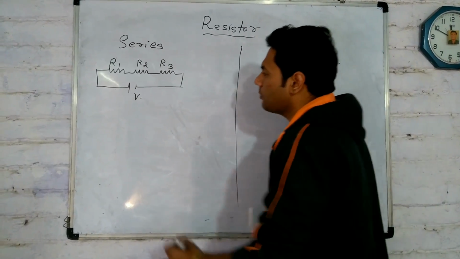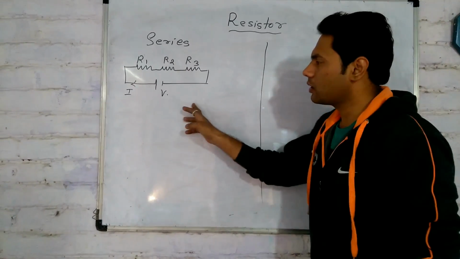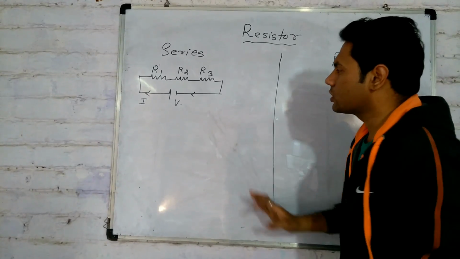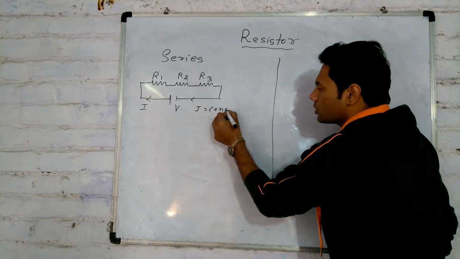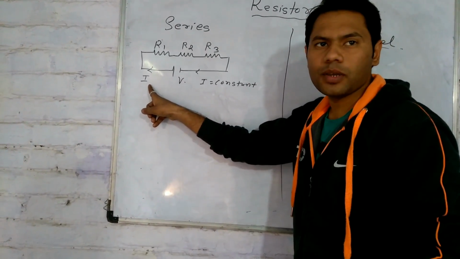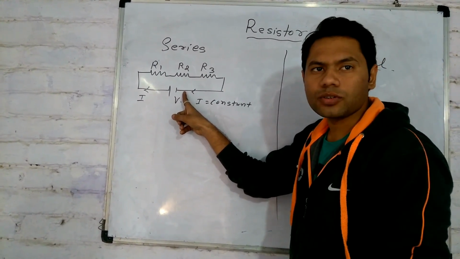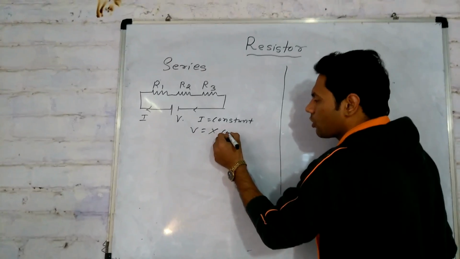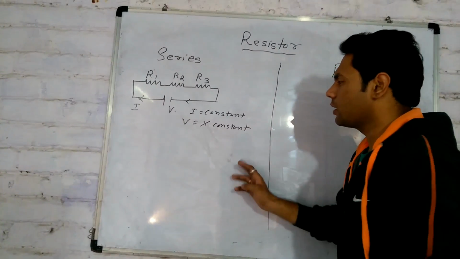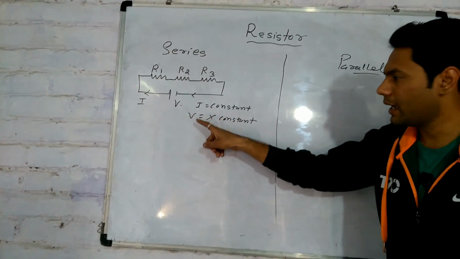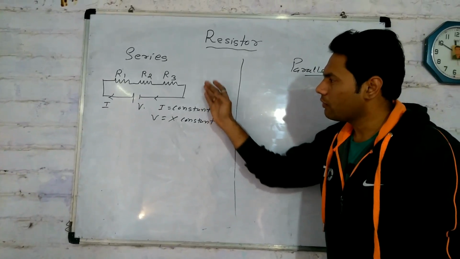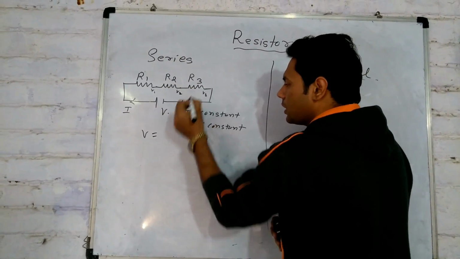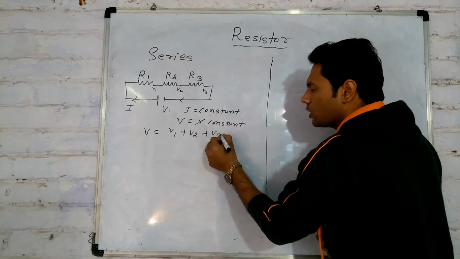So here, if the current is I, if current flows from here to here, the current is I and the current is constant. So here I is equal to constant. If we say here it is 10 ampere of current, then we can recover a current, it is also 10 ampere, but voltage is changed over here. So voltage is not constant, it is variable. So here I is constant and V is variable. Whatever is variable is changing. So V is equal to V1, V2 and V3. So V is equal to V1 plus V2 plus V3.